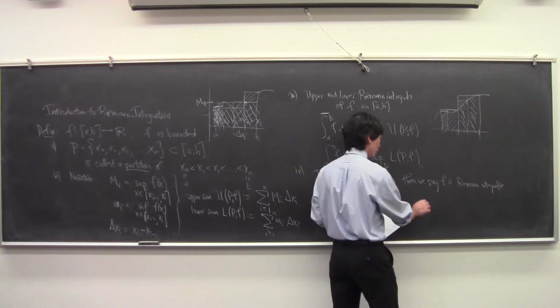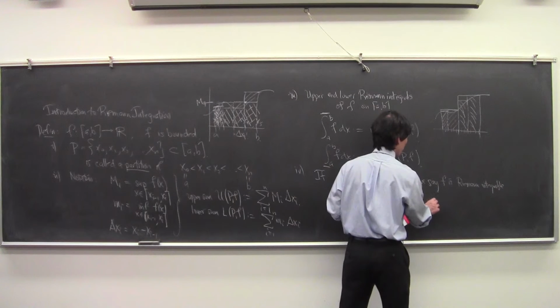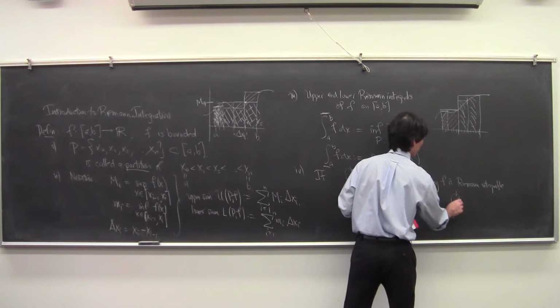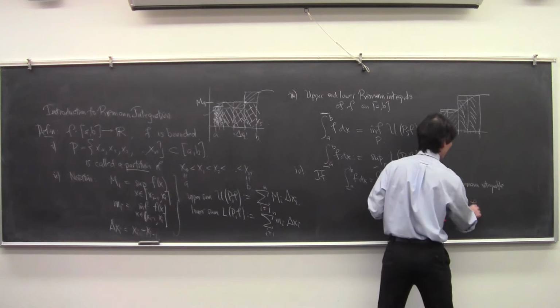F is Riemann integrable, and write this thing, the integral from a to b of f dx, for that value.